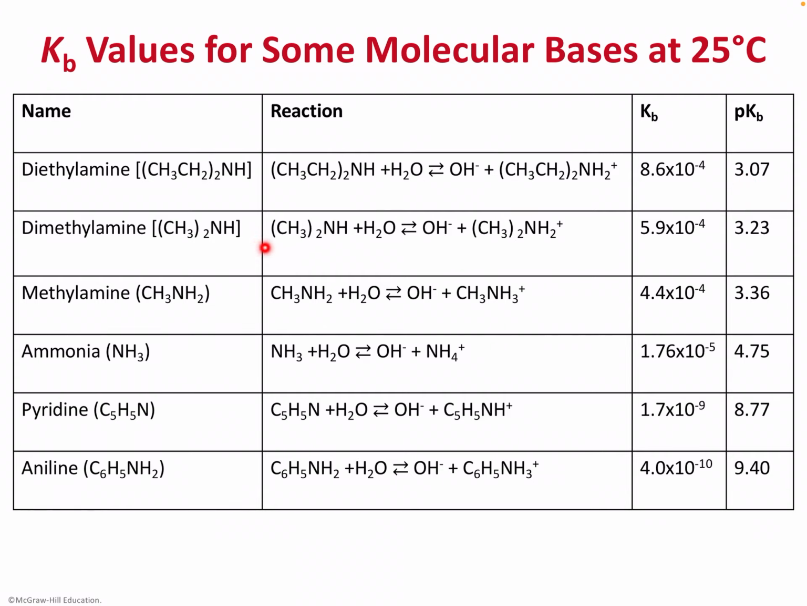And same thing with dimethylamine, 2 methyl groups. How do you make ions? You take hydrogen from the water, becoming OH minus, and the protonated base. Same thing for ammonia plus water. Ammonia has a lone pair. It takes hydrogen from water, forming the protonated ammonia molecule and hydroxide ions. And their Kb values are given.